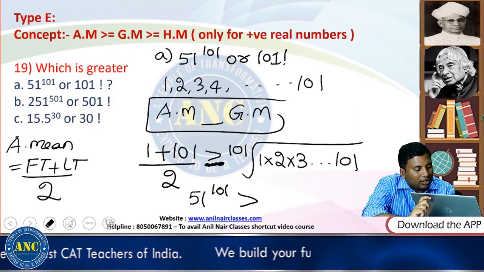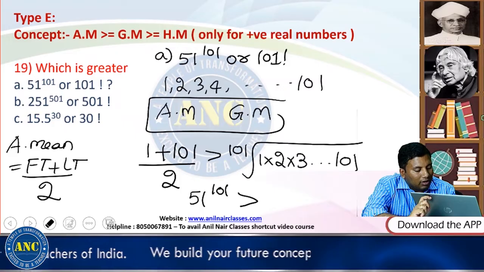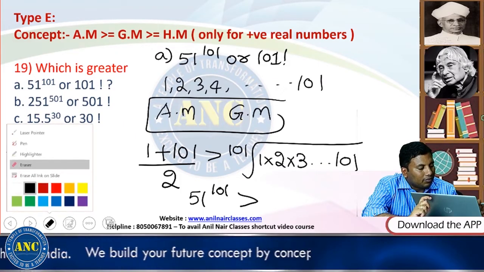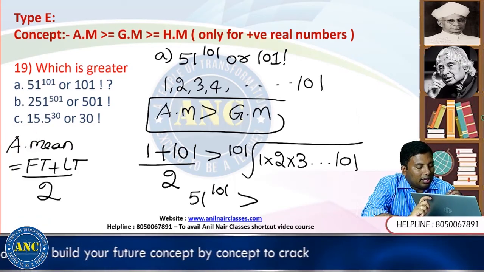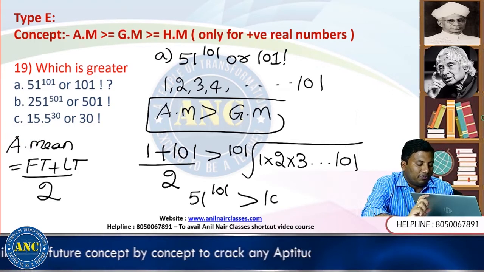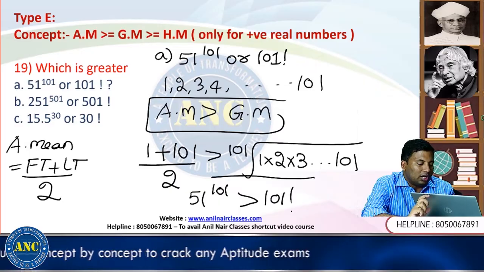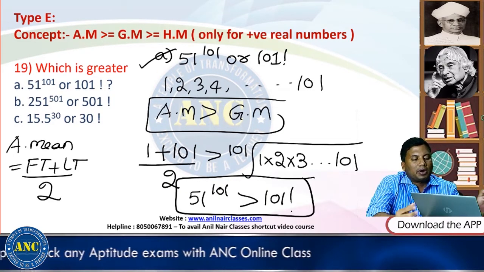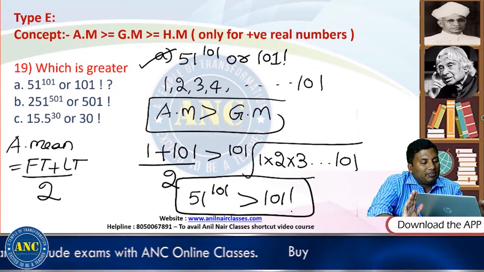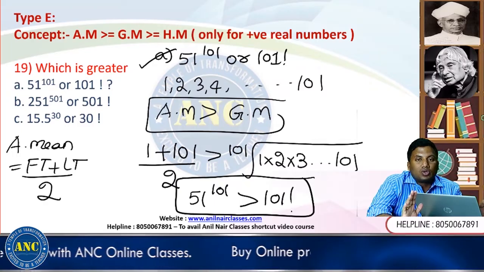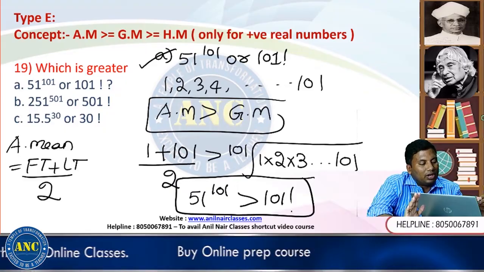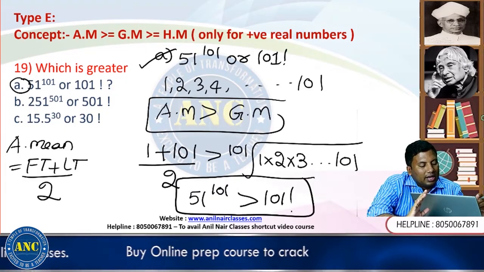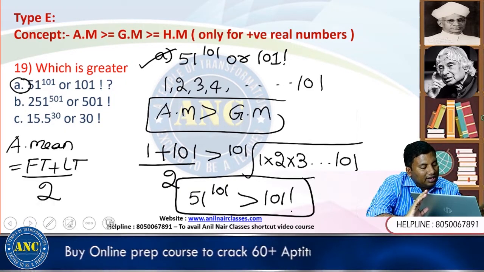Equivalent to will not come. AM is greater than GM. So 51 power 101 is always greater than 101 factorial. I hope the first problem is clear. Right? 51 power 101 is always greater than 101 factorial. Once you understand A, B and C are very easy.